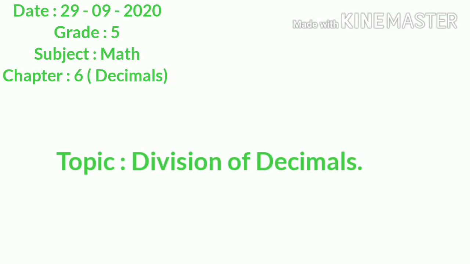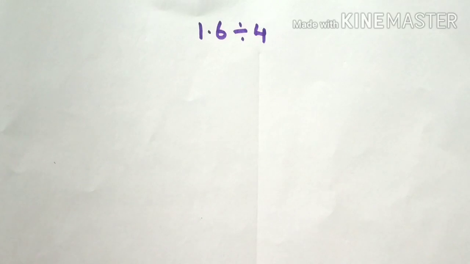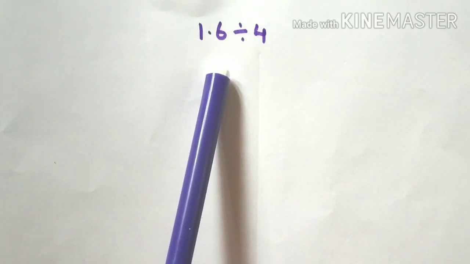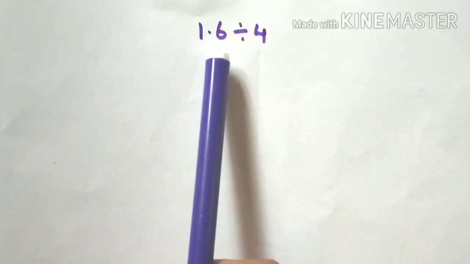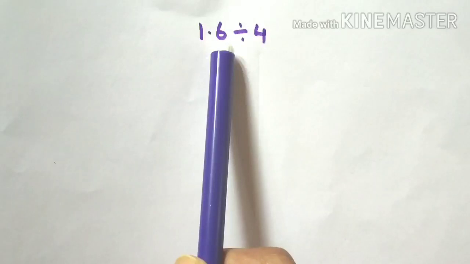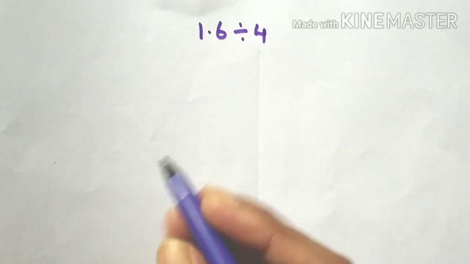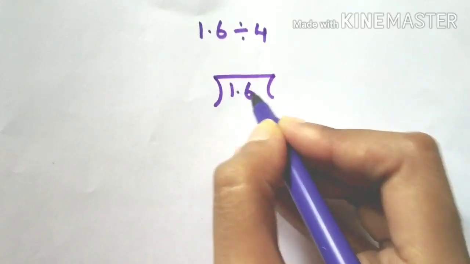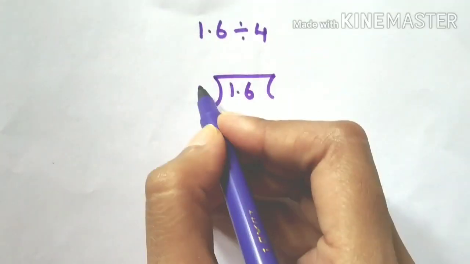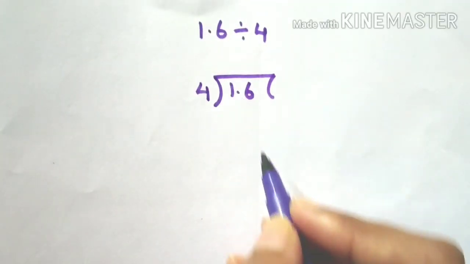Hello students, today you will learn about division of decimals. Now look at this question. Suppose we are asked to divide 1.6 by 4. So 1.6 is the dividend and 4 is the divisor. So we will write 1.6 inside and 4 will be written outside.